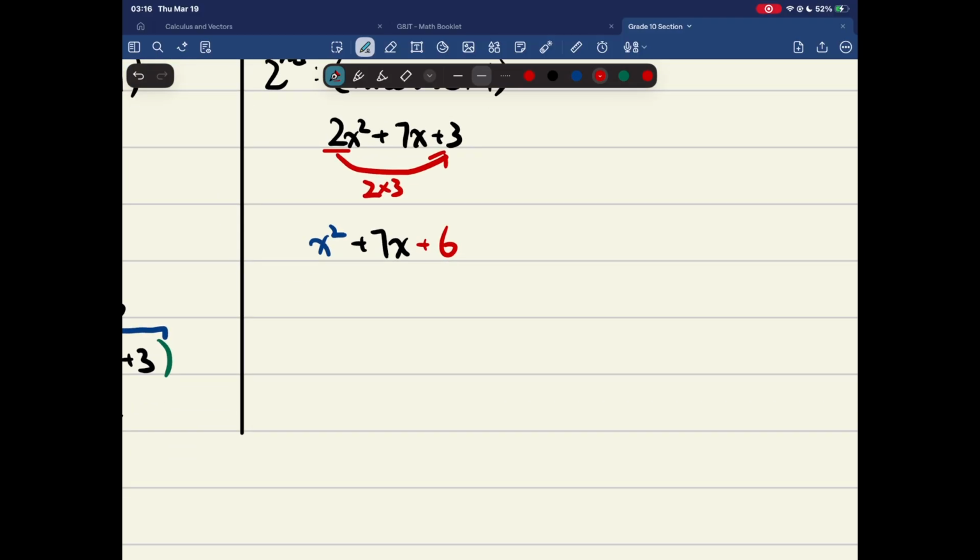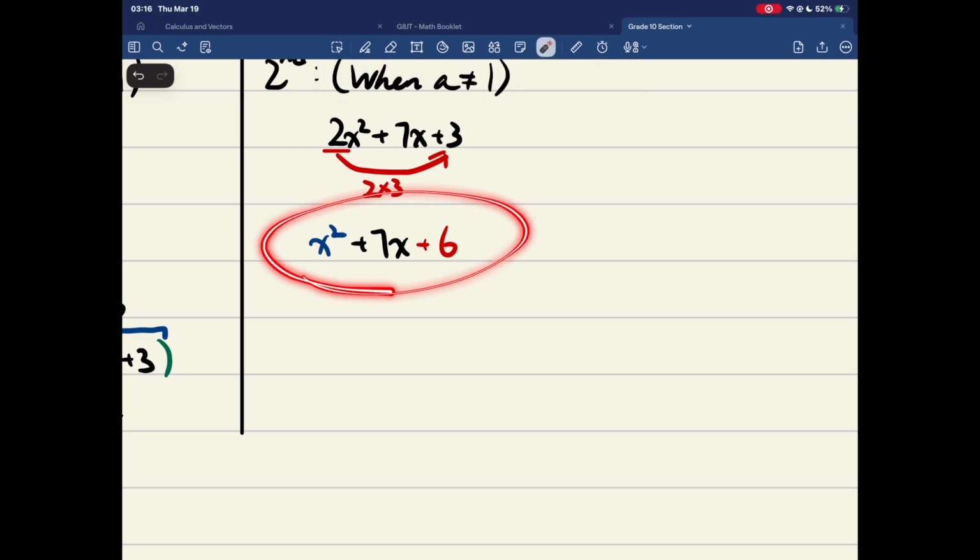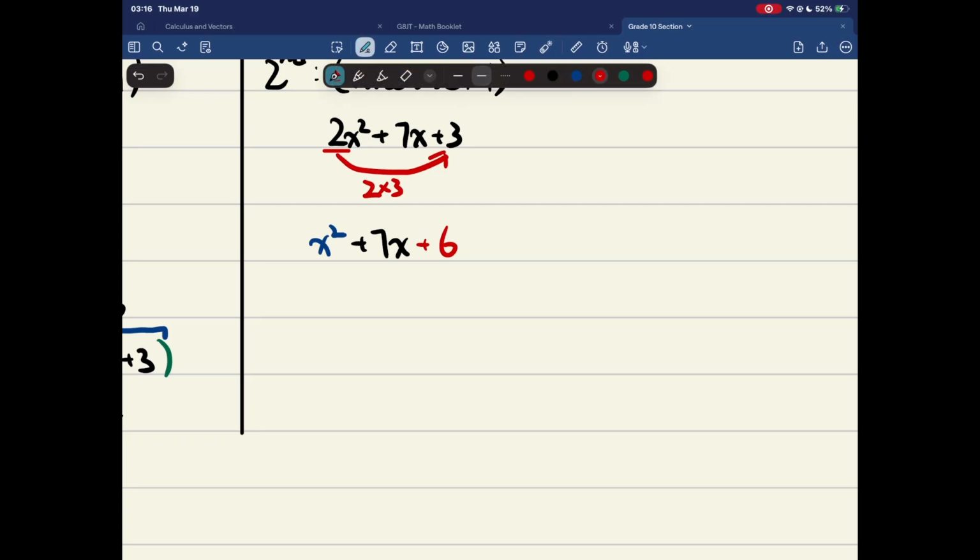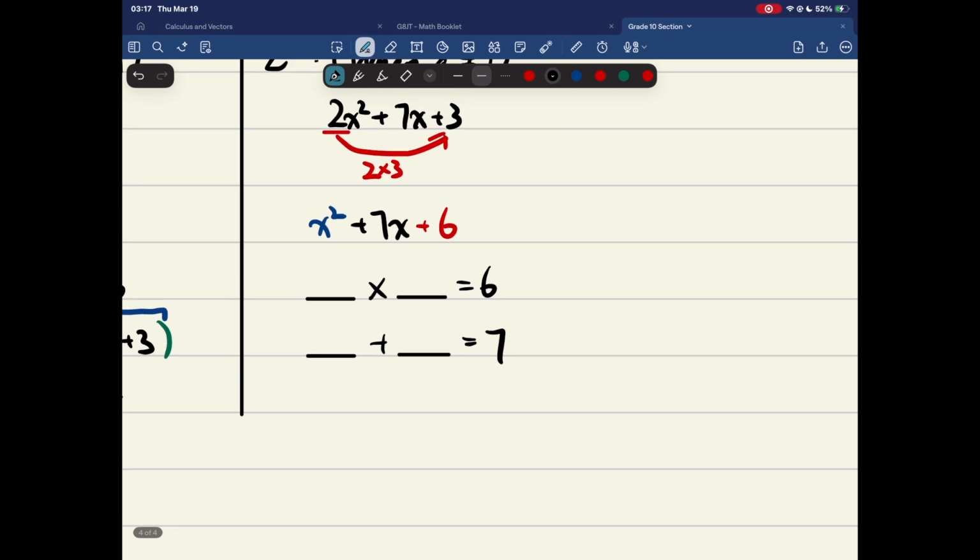This is not an actual step, it's just a step that leads you to the answer. So don't write this down on your test, you can just write it in your rough work but not on your test. From this, you need to find two numbers that multiply to 6 and add to 7. So you'll have 6 and 1.